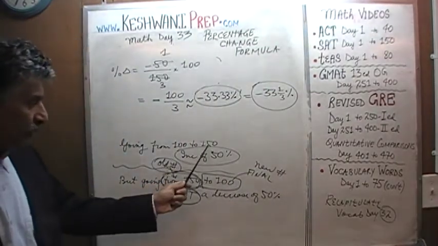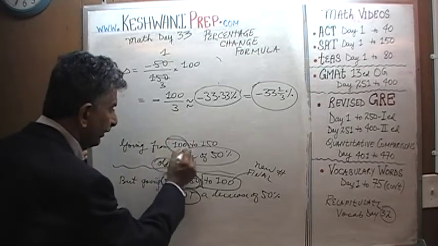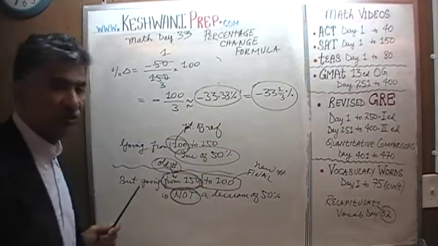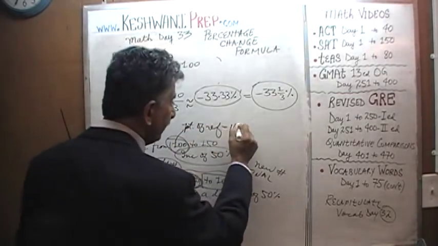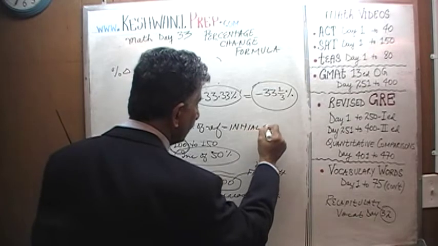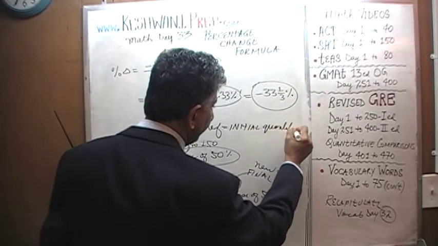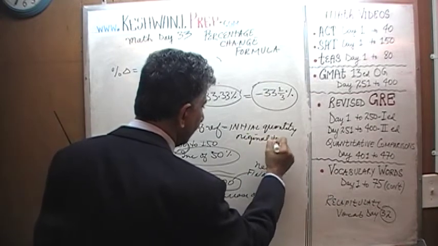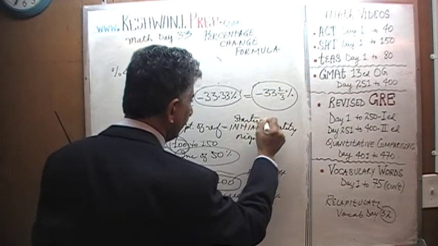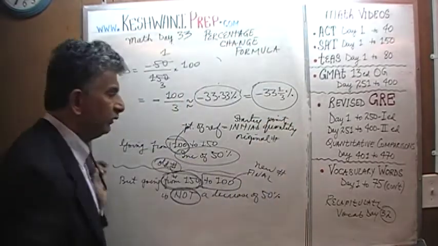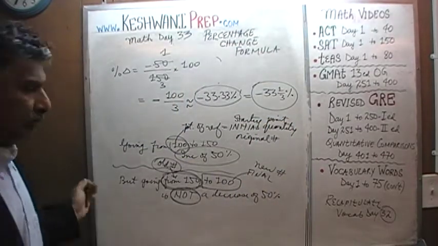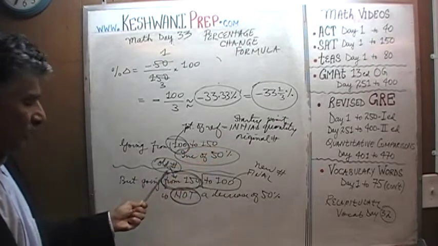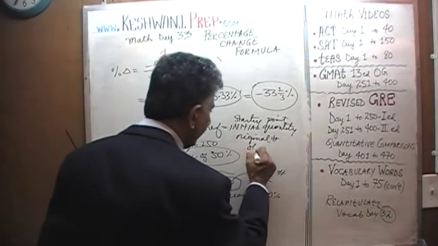When you go from 100 to 150, our point of reference is 100. This is our point of reference. Point of reference is what we call the initial quantity, the original number, the starting point, you can call it anything you want, or the old number. You see, here I call it the old number. It just so happens that I did not call it any of these things. I call it simply the old number.